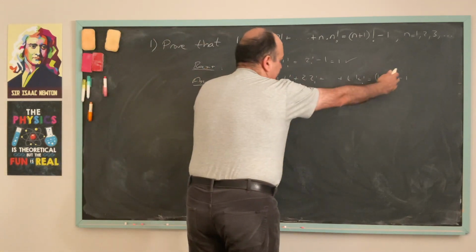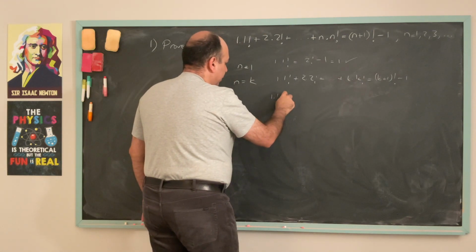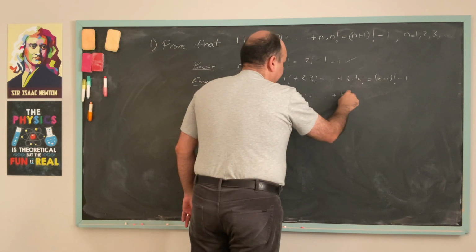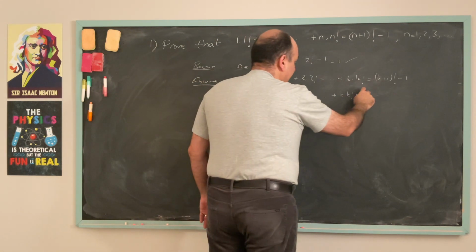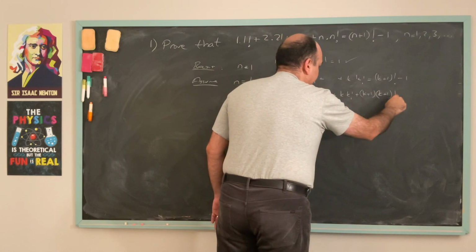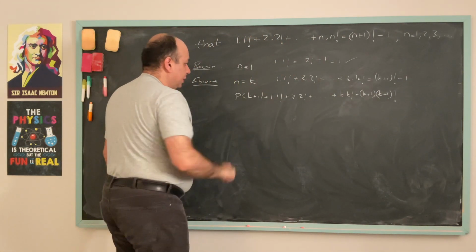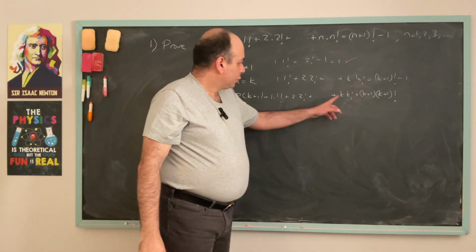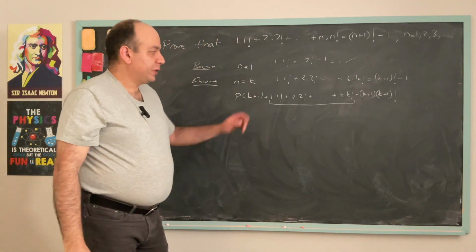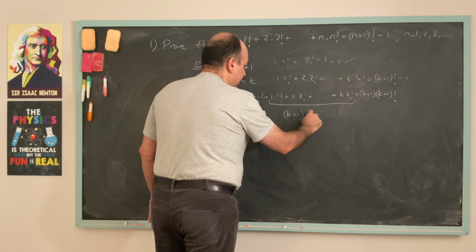Okay, based on this assumption, what I'm going to do is add one more term here. So 1 times 1 factorial plus 2 times 2 factorial plus ... plus k times k factorial plus, then I have k plus 1 times k plus 1 factorial, right? So this is my P(k plus 1). Okay. So now I already assume that this is equal to k plus 1 factorial minus 1.